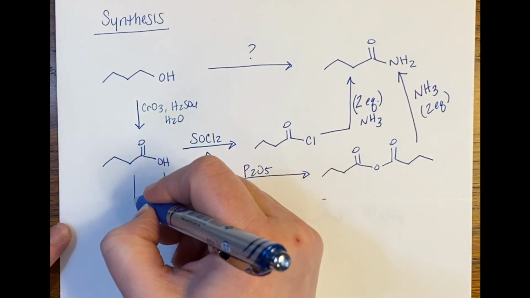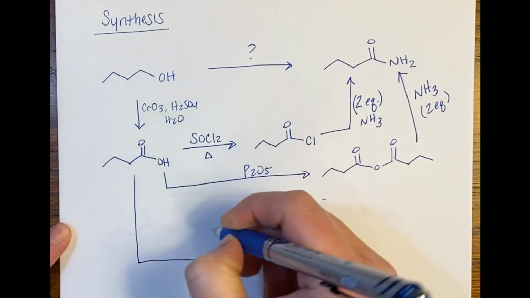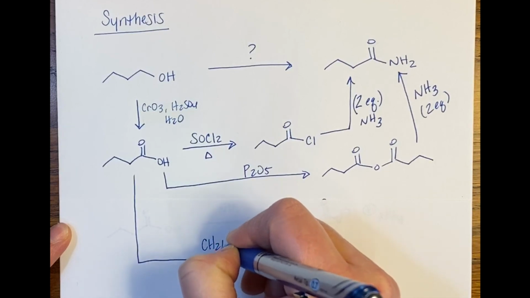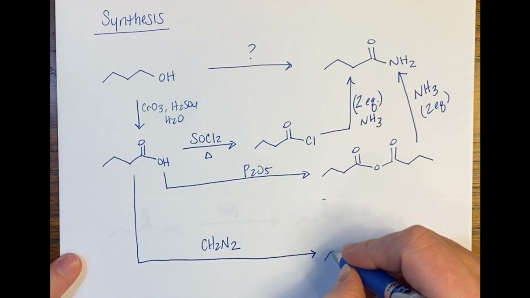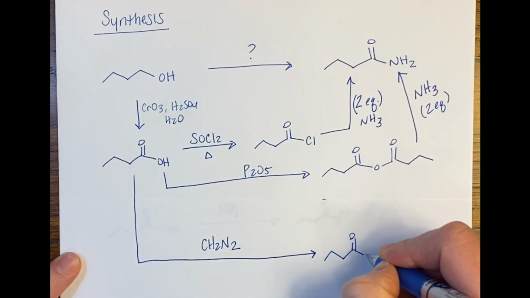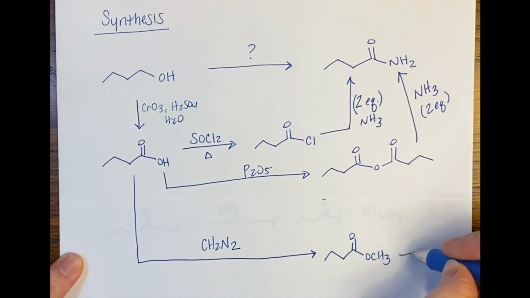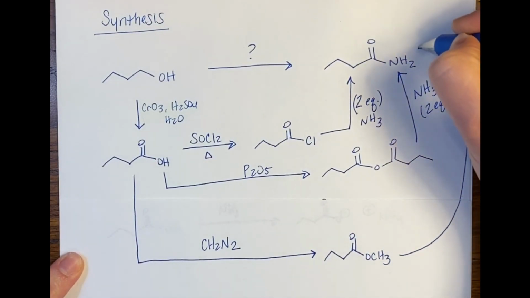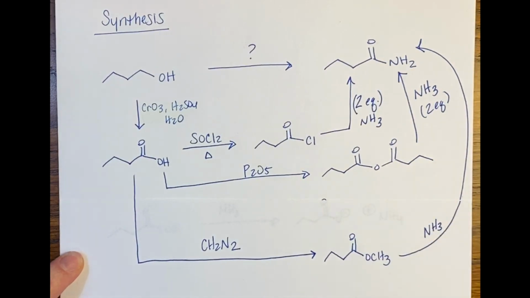You also could take the carboxylic acid and you could treat it with diazomethane or any of your other 2 reagents that allow you to make methyl esters. That would allow you to make the methyl ester. And from there, you could treat this with your amine in order to make the amide.